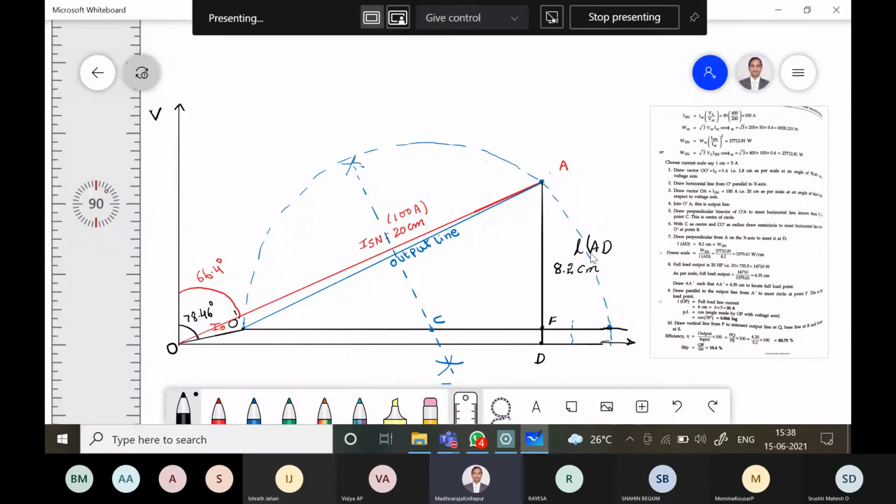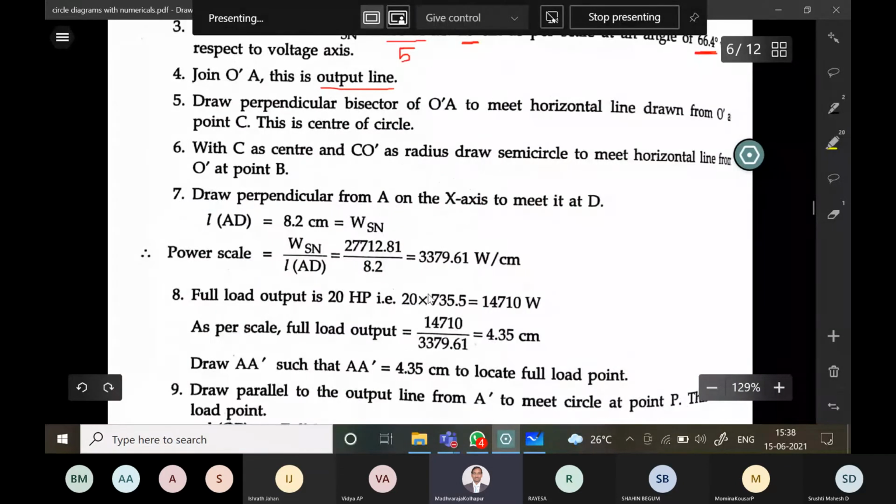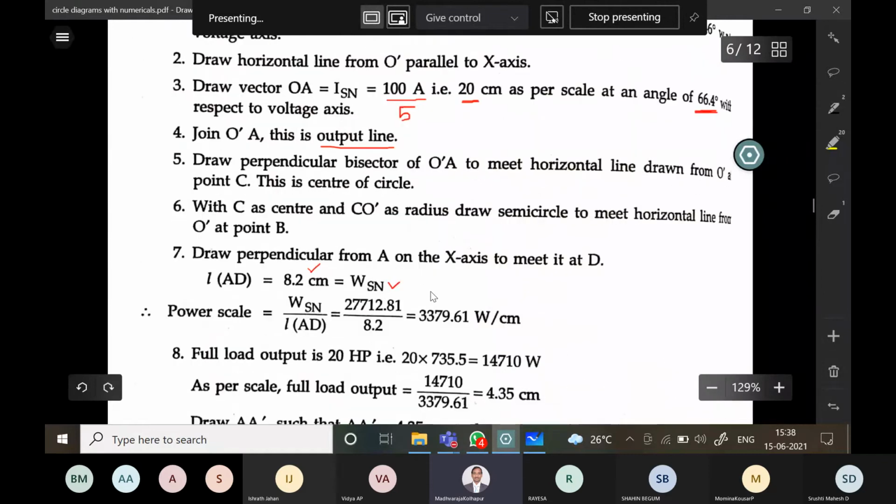So the length of AD I got is 8.2 centimeter. Now we need to calculate the power scale for the length of AD equal to 8.2 centimeter. That is called WSN. So power scale is equal to, we already calculated the WSN value. So what is that?